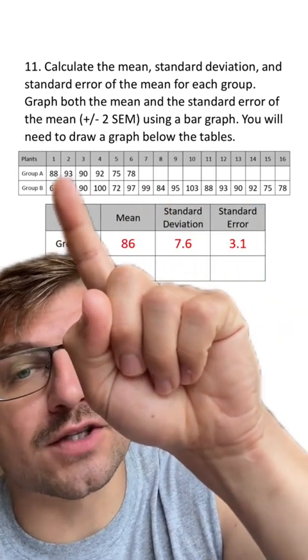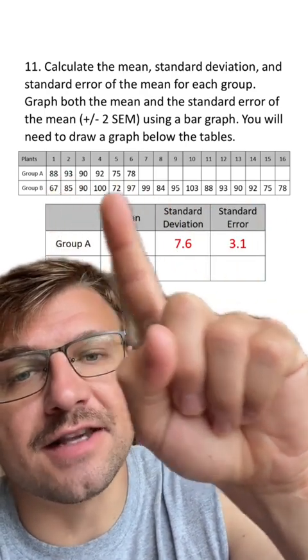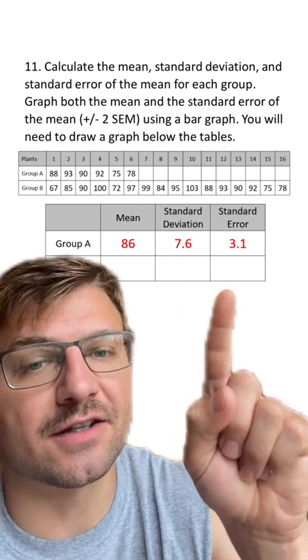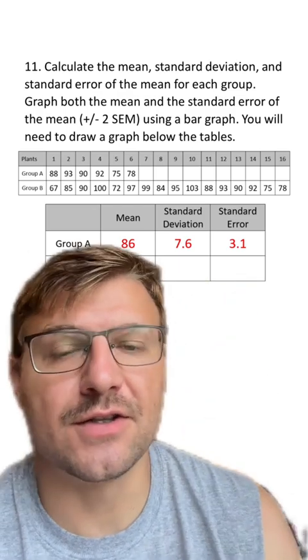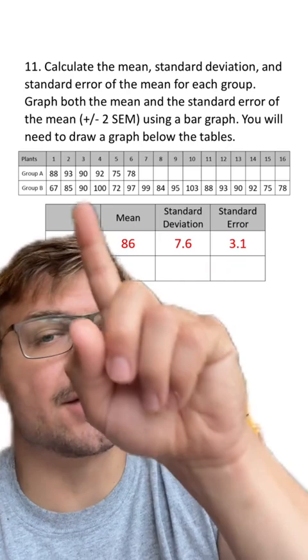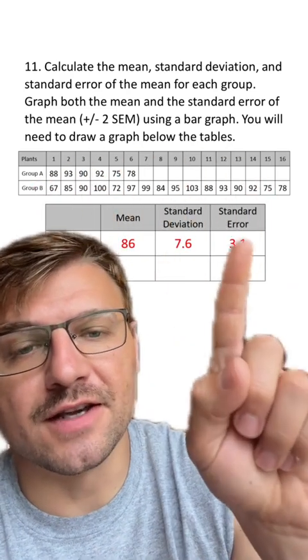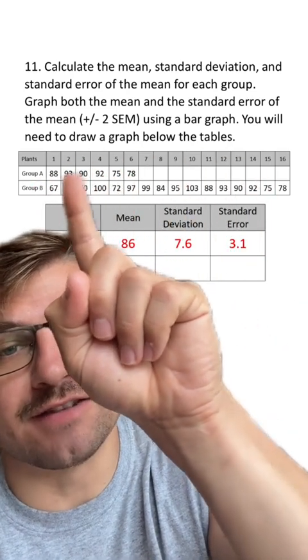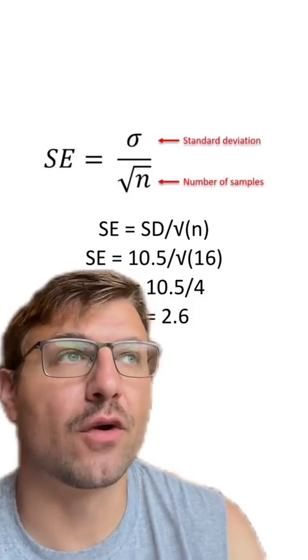We first worked on this set of data. This set of data is going to have a different mean, a different standard deviation, and a different standard error. One of the mistakes that a lot of students make at this point is they think this standard error is going to be for everything. No, this standard error is only for this set of data, Group A's set of data. Now we have to calculate standard error for Group B's data.